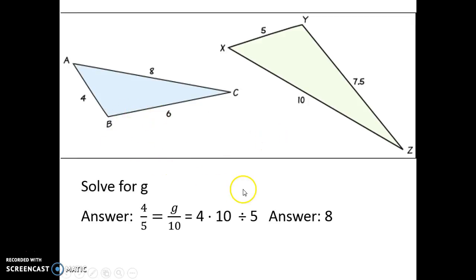Now that I look at this, I don't think this example is correct. So we're going to go ahead and skip this one. Sorry about that, guys.